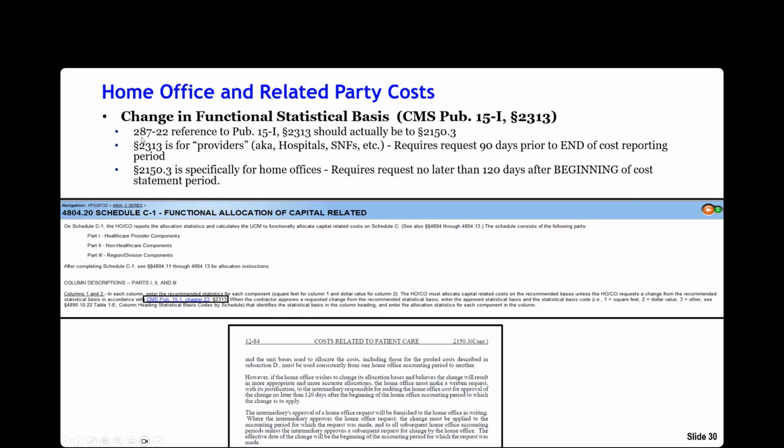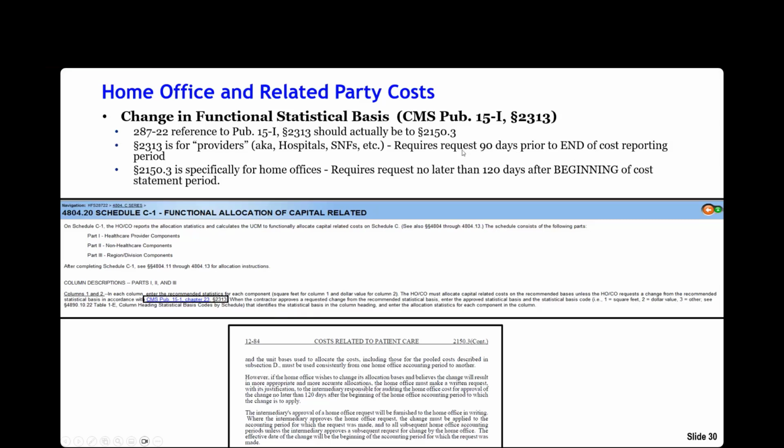So 287.22, when CMS just recently updated this, they referenced kind of the wrong section, wrong chapter for the changes. They referenced the hospital section, 15.1, chapter 23, section 2313. That's what you use for changing statistics for your other provider types, your hospitals. The request here is that it must be approved 90 days prior to the end of the cost reporting period.